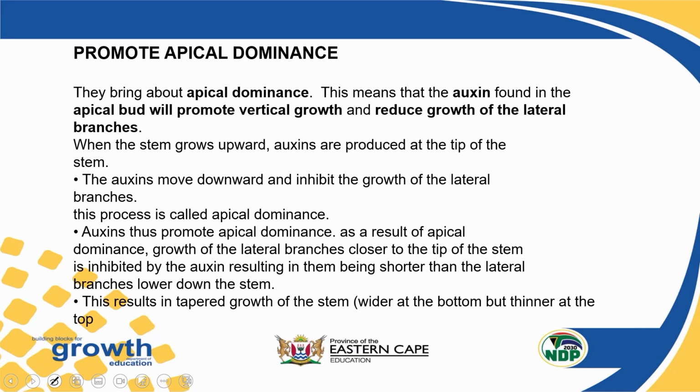So it is important that we understand that auxins, because they are concentrated at the tip of the stem, promote growth where they are highly concentrated. And as such, they end up causing what? Vertical growth in the plant and limit growth on the sides of the plant. We refer to that as apical dominance. It means the apical area is dominating growth in that particular plant.